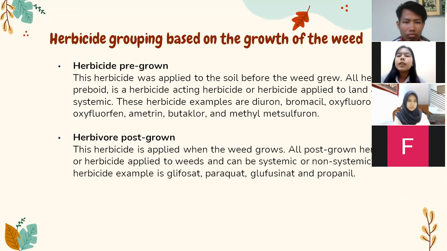First, herbicide grouping based on the growth of weeds. The first is pre-emergence herbicide. This herbicide is applied to soil before the weeds grow. All pre-emergence herbicides are applied to land and are systemic. Examples of these herbicides are diuron, bromacil, oxyfluorfen, ametryn, butachlor, and metsulfuron.